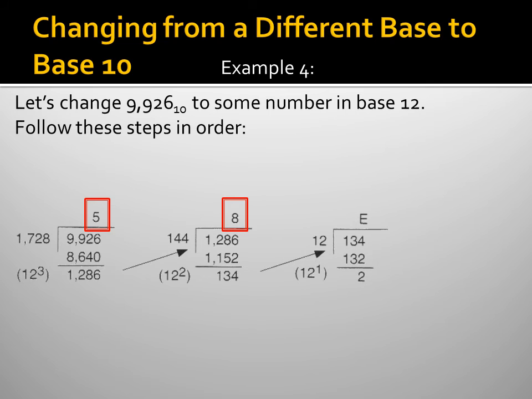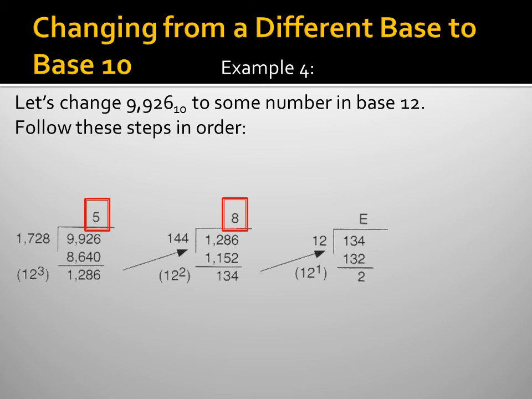Now we take the remainder of 134 and carry it up, and it becomes part of our division problem in the next step. So the next lowest exponent of 12 is 12 to the 1, and 12 to the 1 is just 12. So we divide 12 into 134. Do that on your calculator, and you're going to get 11 point something. And remember, in base 12, we don't have a number for 11, so we use the letter E. So be sure you get used to using the letter E for 11 in base 12. Write the E up above.